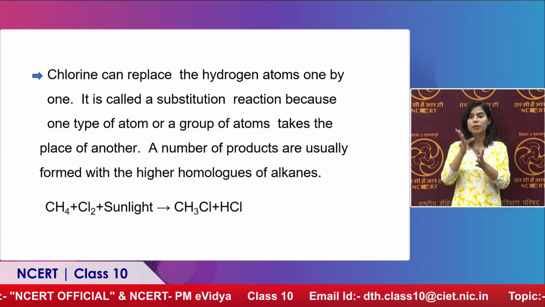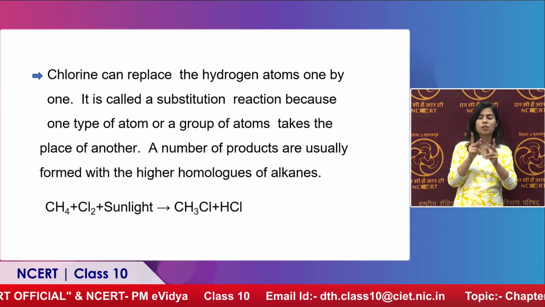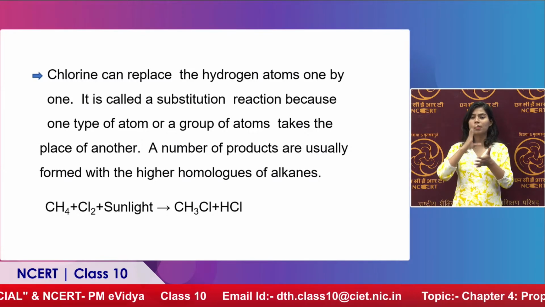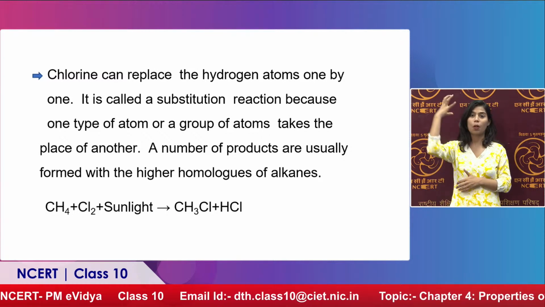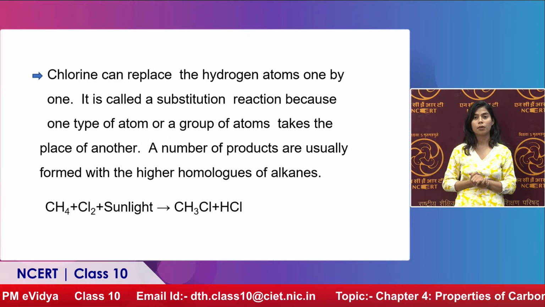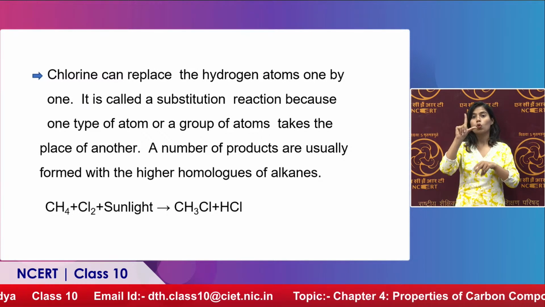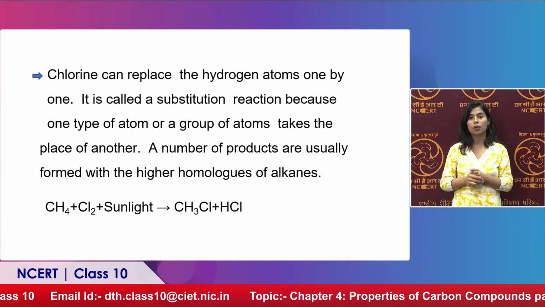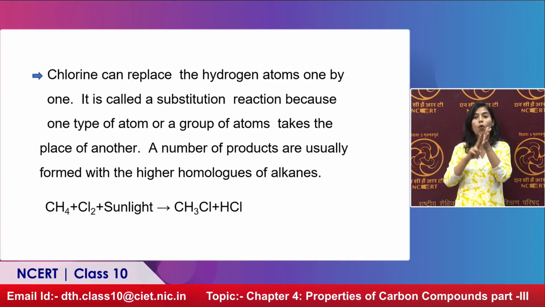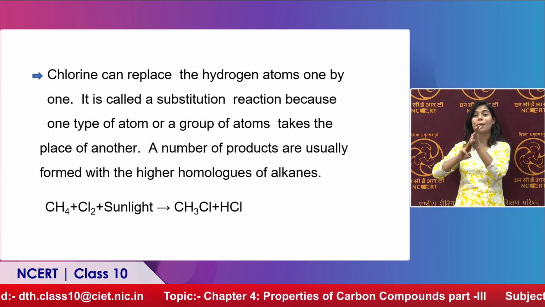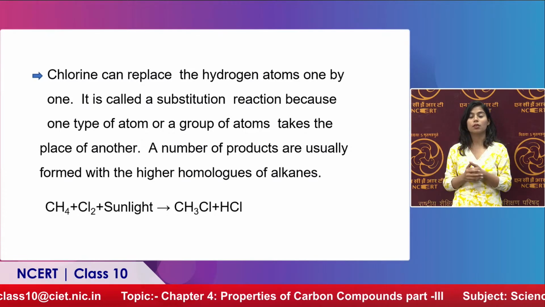The simplest form of the reaction can be shown here, that is CH4 plus Cl2 in the presence of sunlight. Substitution of one hydrogen atom by chlorine will take place, and formation of an HCl molecule will take place along with the formation of methyl chloride, also called chloromethane, CH3Cl.